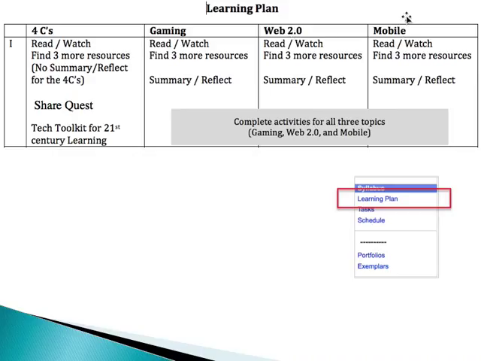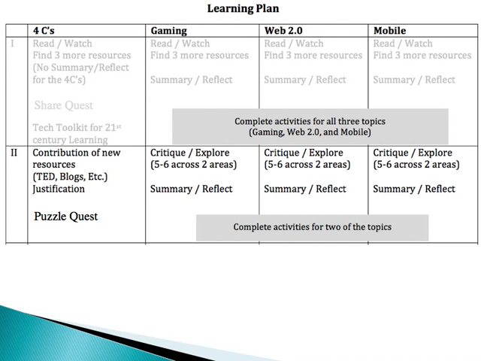And so you can see that for level 1, you need to complete the activities for all 3 topics, gaming, Web 2.0, and mobile. Well, what are the activities? You're going to read and watch what it says to do within the task description. You're going to find 3 more resources for each category, and you're going to write a summary reflection for each category. All right, so that's how you read this learning plan.